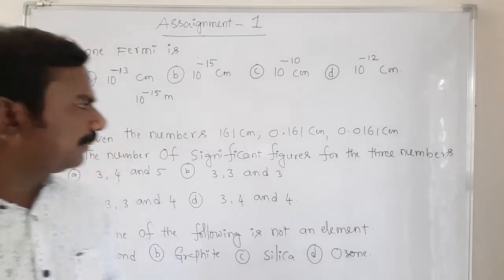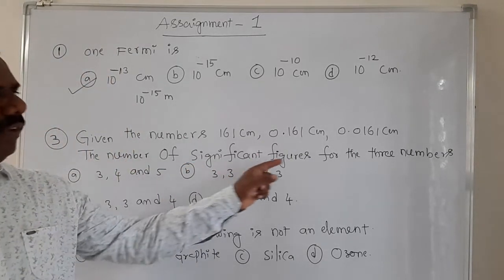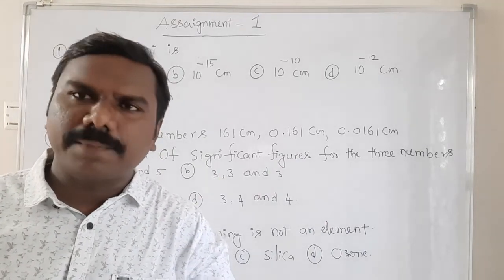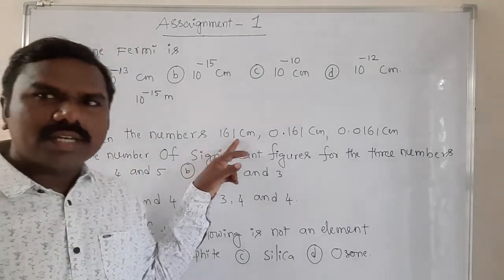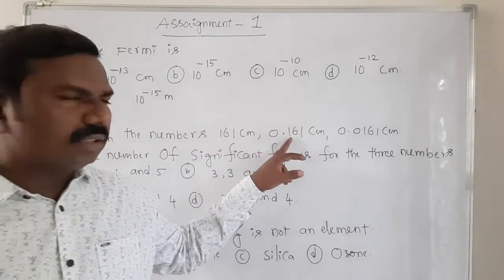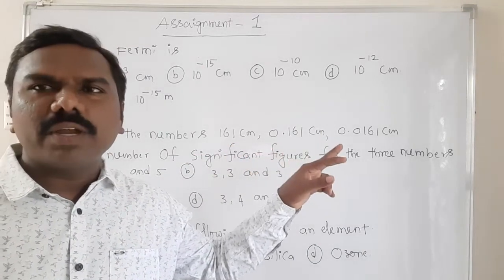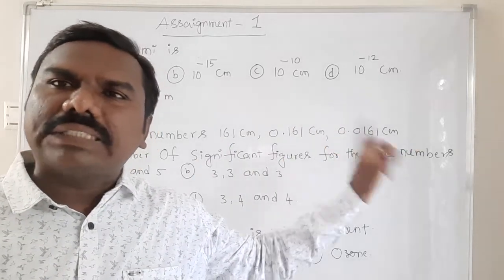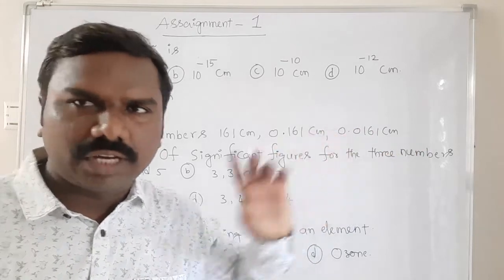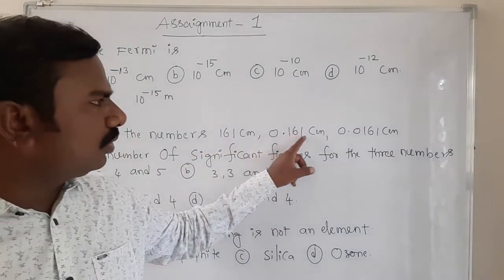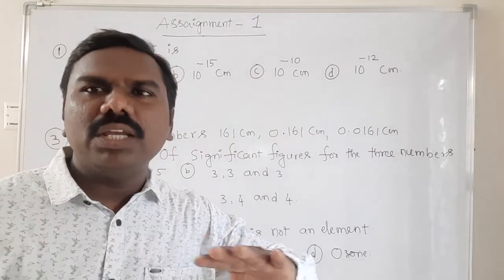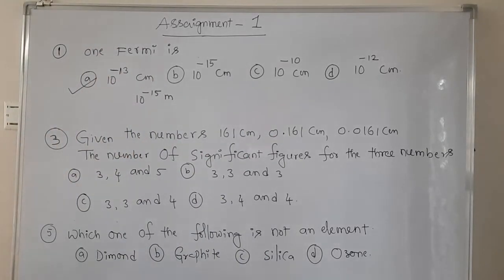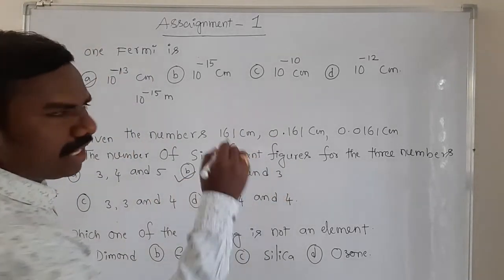Second question, given the numbers 161 centimeters, 0.161 centimeters, 0.0161 centimeters. How many significant figures are there in these 3? All the non-zero digits are significant. All the non-zero digits after a decimal point will be significant. 1, 2, 3, 1, 2, 3, 1, 2, 3. So each and every value has 3 significant figures. Hence the answer will be 3, 3 and 3.